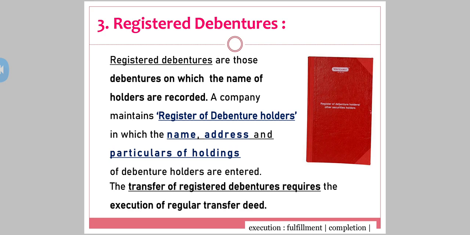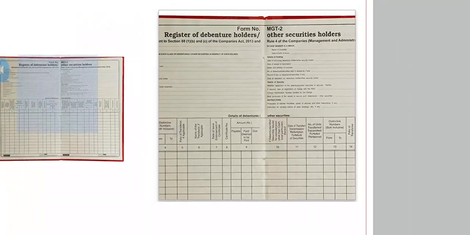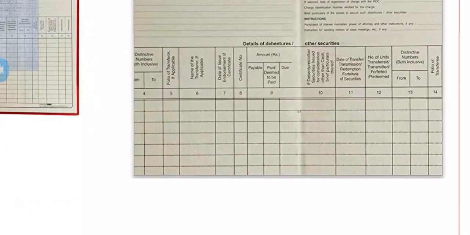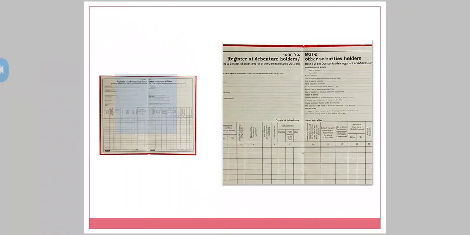See, what is execution? The transfer of registered debentures requires the execution, fulfillment, or I can say the completion. You have to complete the form. You have to execute the regular transfer deed. See here, it's an example of a register of debenture holders. You can see the important details that are here. You have got the folio number, then you have got the name, address. So this is how the register of debenture looks like.